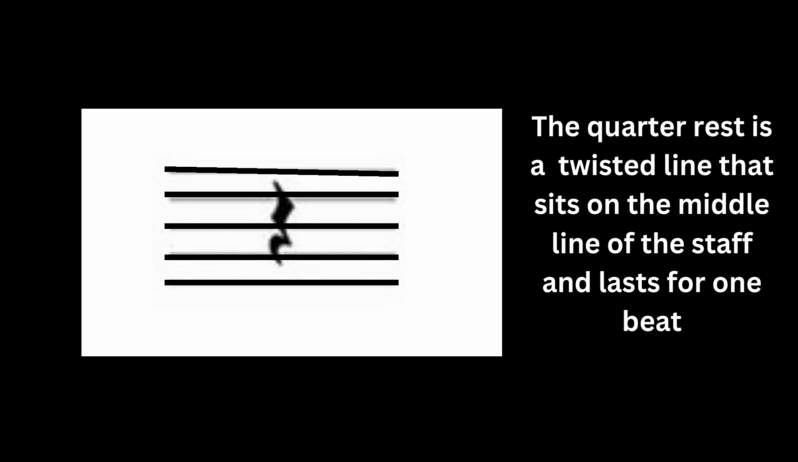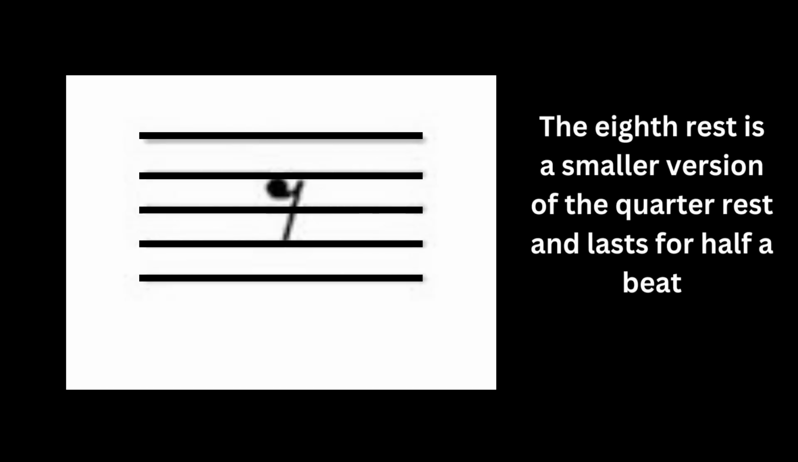The quarter rest is a squiggly line that sits on the middle line of the staff and lasts for 1 beat. The 8th rest is a smaller version of the quarter rest and lasts for half a beat.